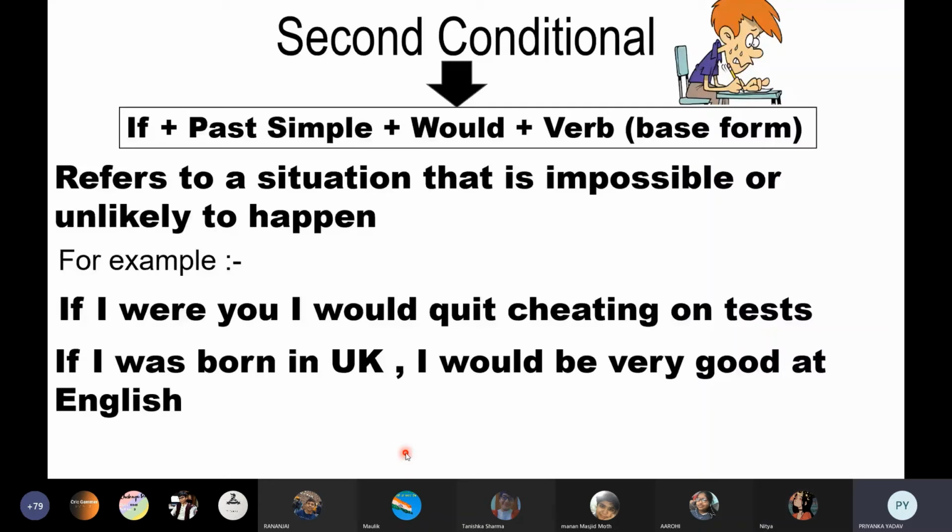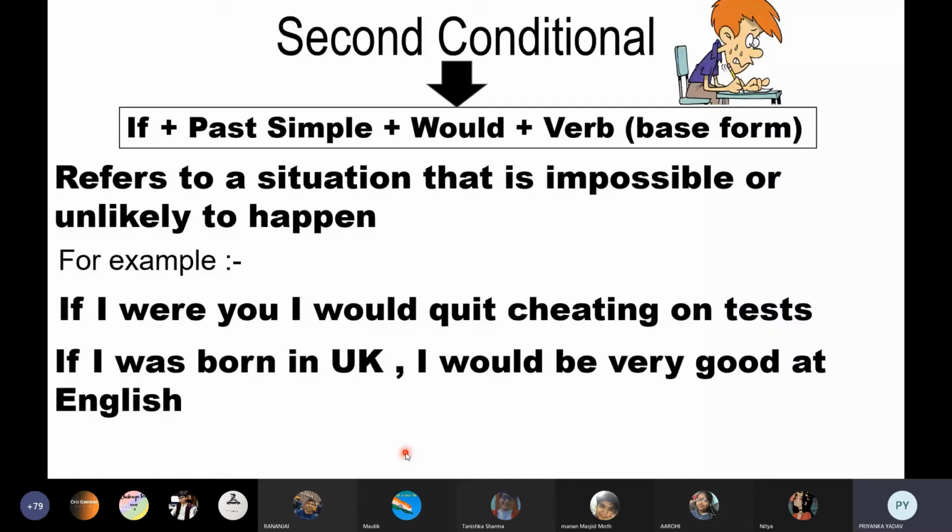Now its formation is: the if clause will always be written in simple past tense, and for the result clause we will use would or could or might followed by base form of verb, right? I hope it is clear. Now I would like to give 2-3 more examples for better understanding of this concept.